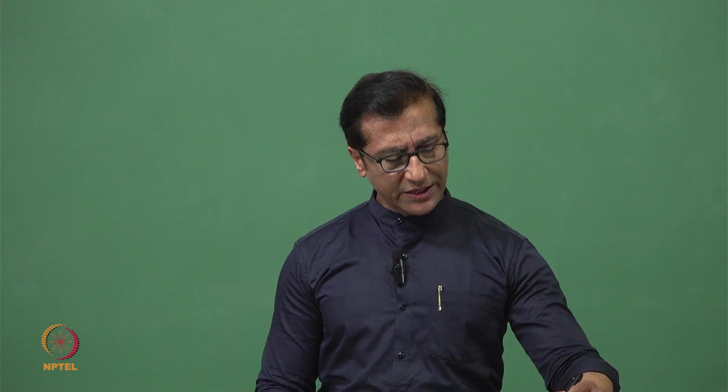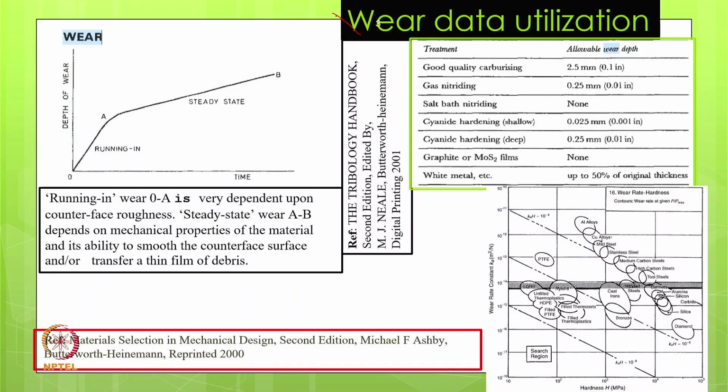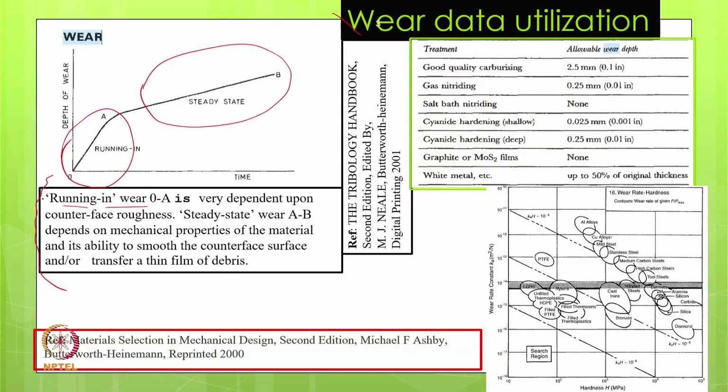Let's take another slide. We say where data utilization. We have already learned something like running-in. We have also learned something about a steady state. But this is only a kind of qualitative data. No quantification has been done. So are these data available for every material? When we start looking from that angle, we may get much more information. And this way it clearly shows the running-in.